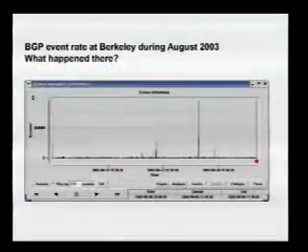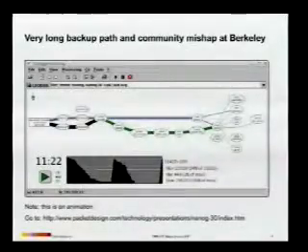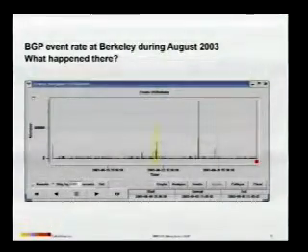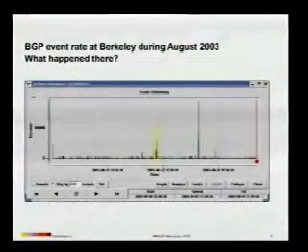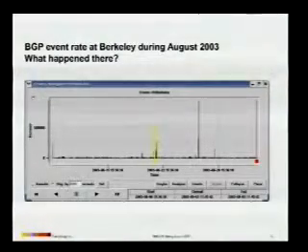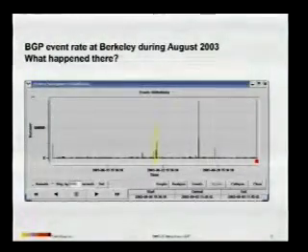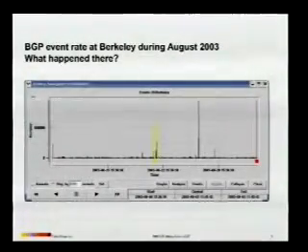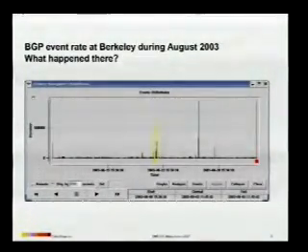So how well does the stemming analysis work? What kind of stuff does it find? What can it show you? Now let's look at this case study. We will show what happened in that one event spike.